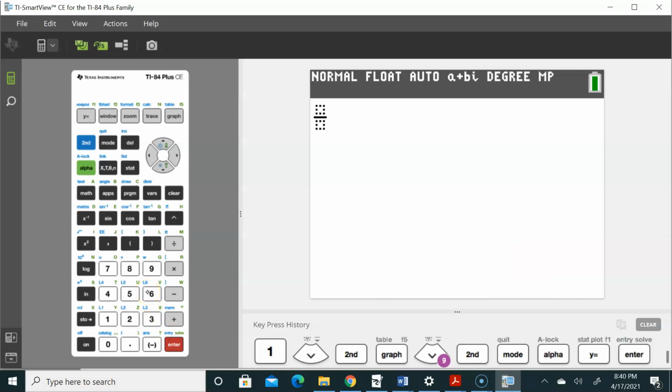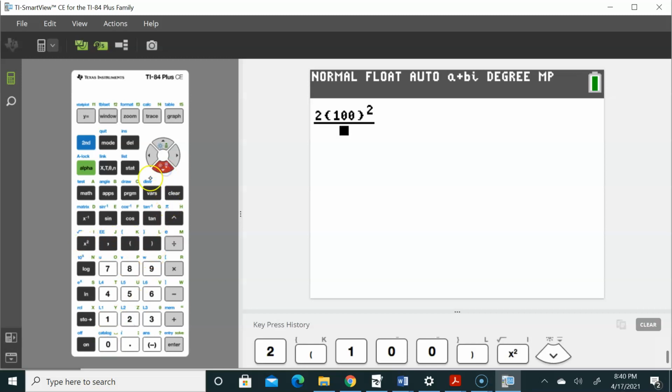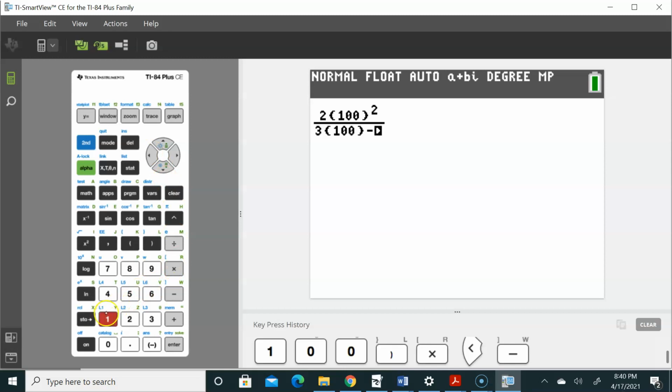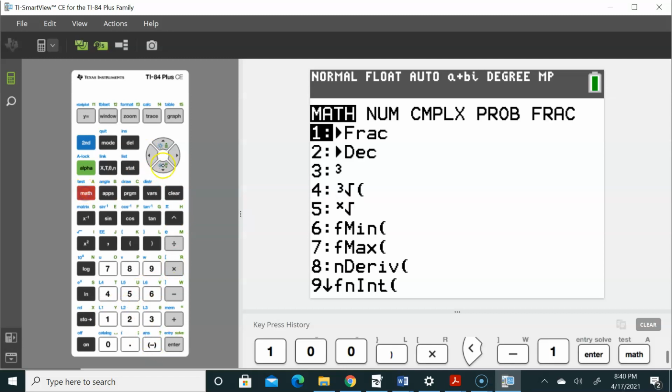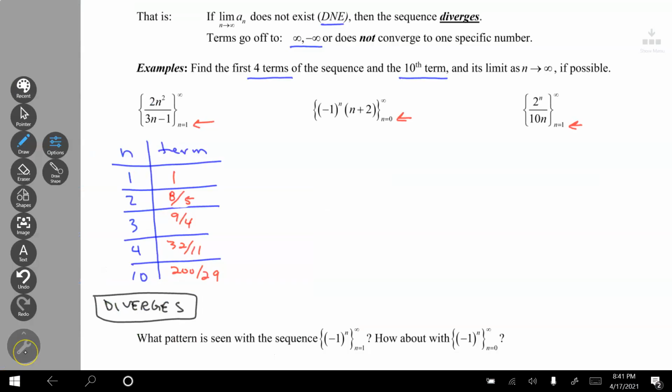And I'm going to put in 2 parentheses 100 squared over 3 times 100 minus 1. And I get that ugly little fraction, but I could hit the math key, hit that little decimal, and convert it to a decimal. That's a pretty big number. I don't think it's going anywhere. So this one diverges, and why does it diverge?